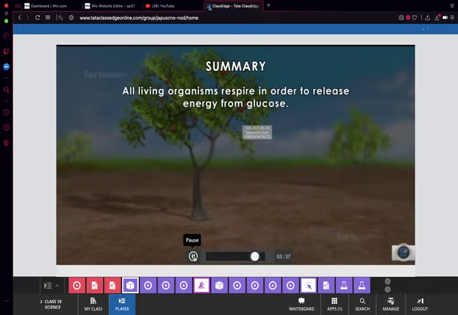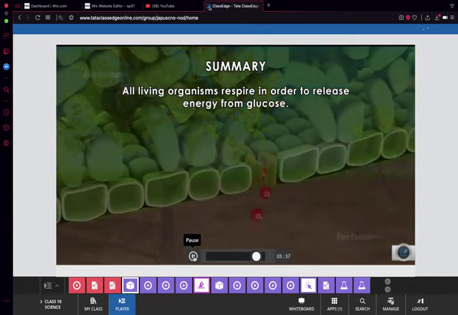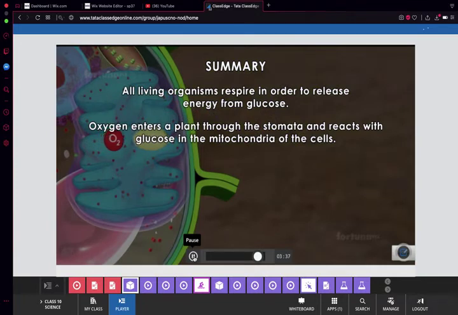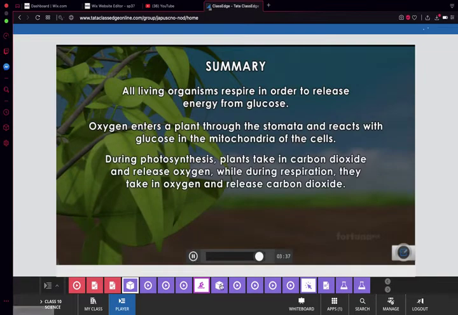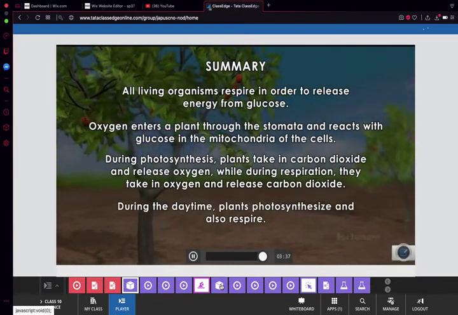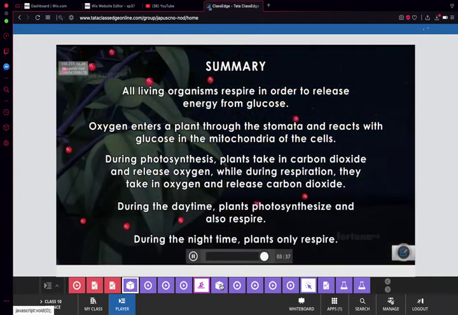Summary: all living organisms respire in order to release energy from glucose. Oxygen enters a plant through the stomata and reacts with glucose in the mitochondria of the cells. During photosynthesis, plants take in carbon dioxide and release oxygen, while during respiration, they take in oxygen and release carbon dioxide. During the daytime, plants photosynthesize and also respire. During the nighttime, plants only respire.